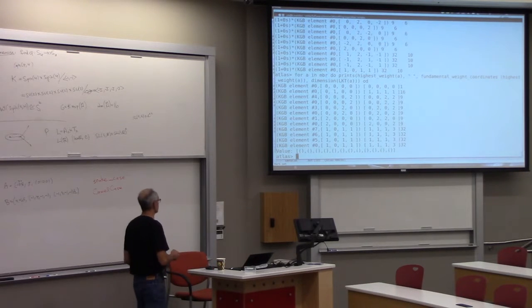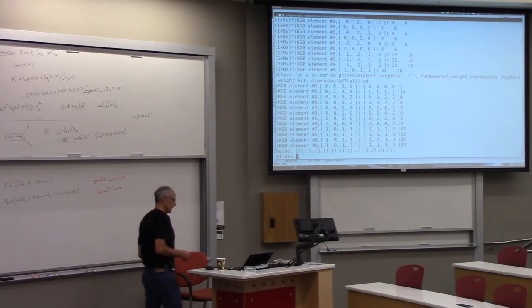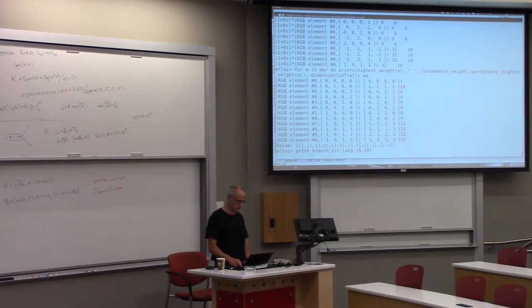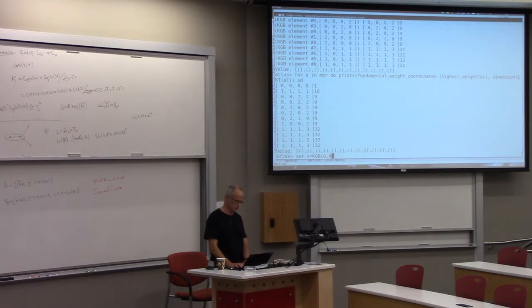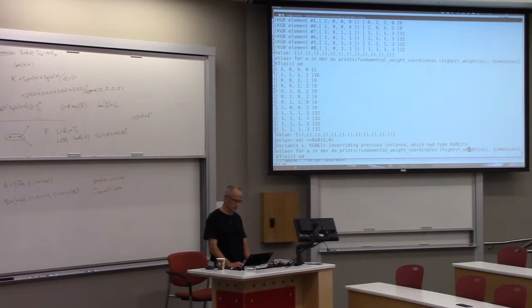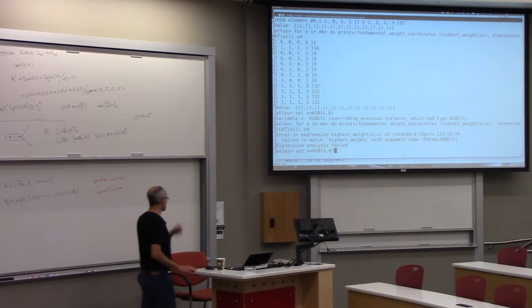So I think I know what's happening. These 3 have the same lambda, but different x's, and I'm losing the x somewhere in my process. I need to put in a KGB element somewhere in this list. Set x is a KGB 0. And where do I want to put it? Highest weight A comma X maybe? No. Okay, let me not waste time trying to figure that out.